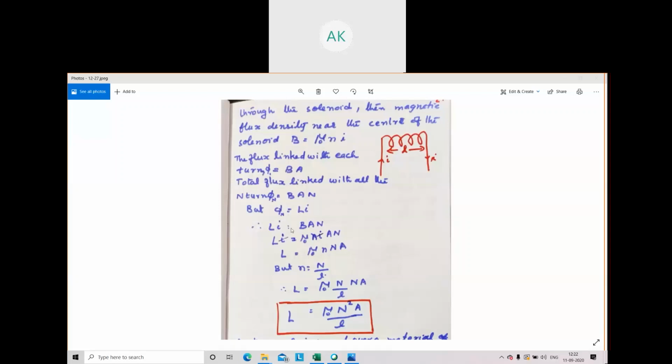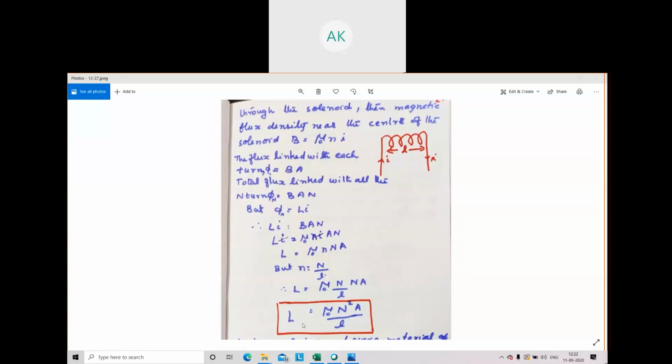So we can equate them. Li equal to BAN. I gets cancelled and we get L equal to mu 0 small n capital N into A. And we know small n is capital N by L, that means number of turns per unit length. So we can substitute that: mu 0 into capital N by L into N into A.